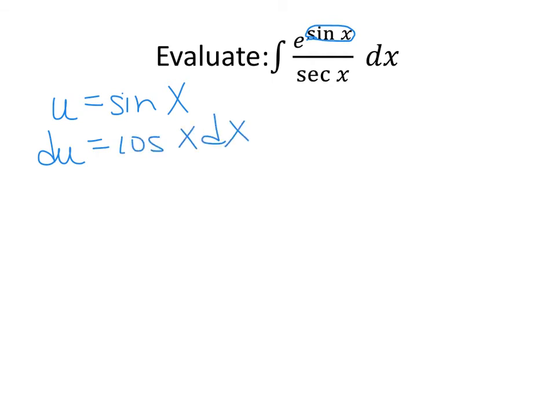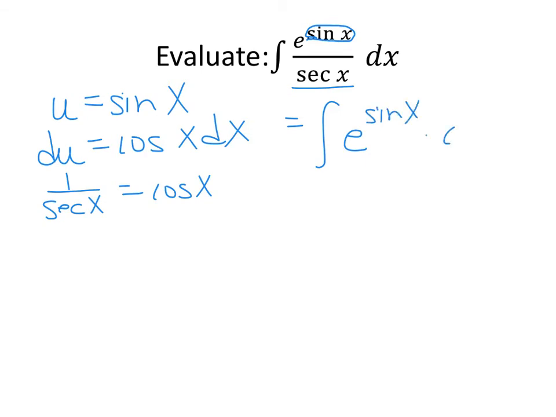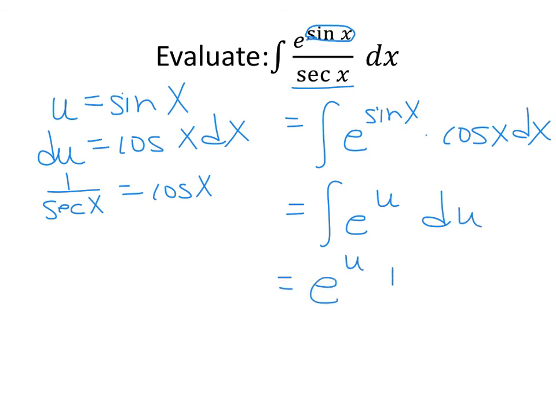Well, we might be saying, wait a minute, we have a problem, but remember, 1 over secant x is actually equal to the cosine of x. So if I rewrite this problem, I can really say I have e to the sine x times cosine x dx. And now I can see I can do my substitution. So this is the integral of e to the u du. So when I take my integral, I get e to the u plus c. So this is e to the sine x plus c.